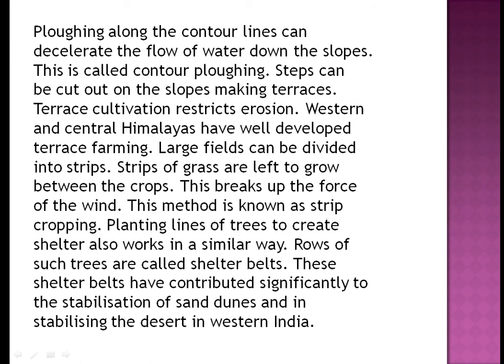Large fields can be divided into strips, and strips of grass are left to grow between the crops. This breaks up the force of the wind. This method is known as strip cropping. Next, planting lines of trees to create shelter also works in a similar way. Rows of such trees are called shelter belts. These shelter belts have contributed significantly to the stabilization of sand dunes and in stabilizing the desert in Western India.